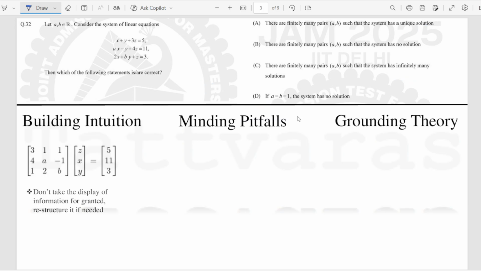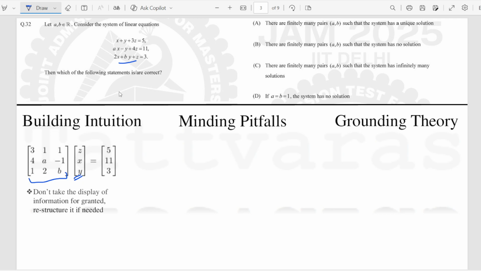Let's get started. Now, we see that there are in total five variables over here: a, b, x, y, z. But the way system of equations works, we are focused on x, y, z as the variables for which the values have to be found. So they are isolated, and a and b are a part of the coefficient matrix. These are our variables of concern.